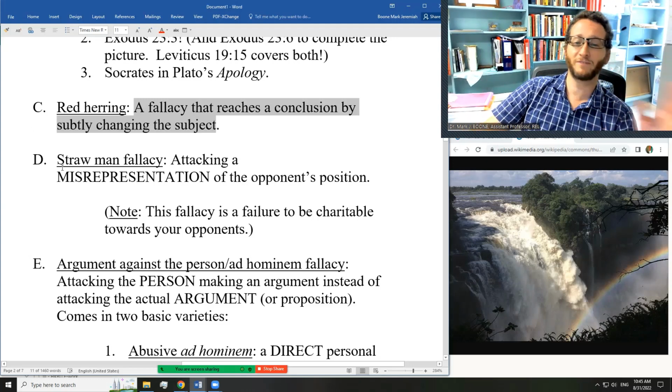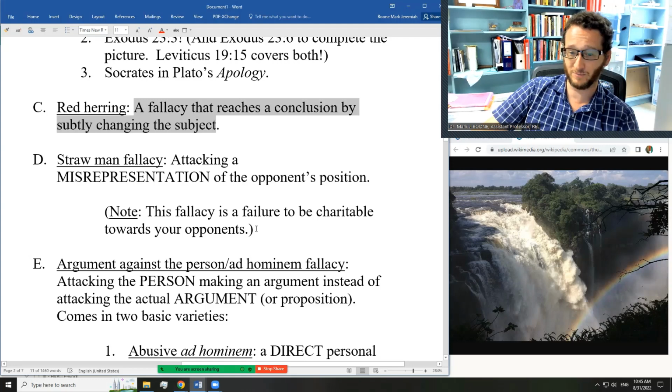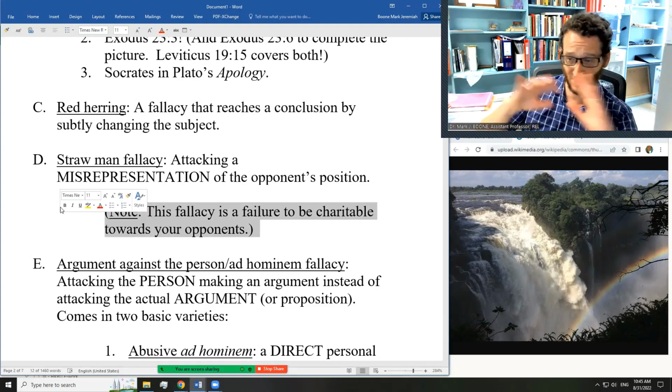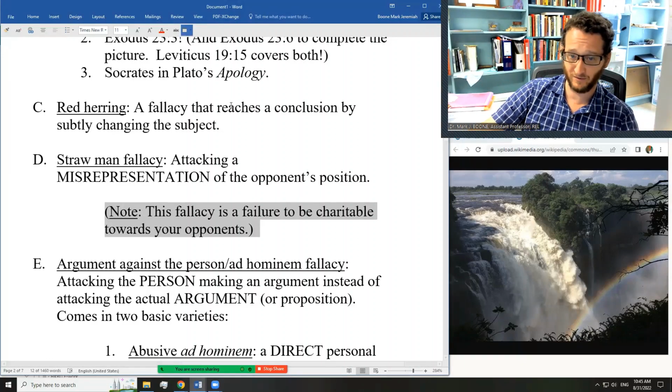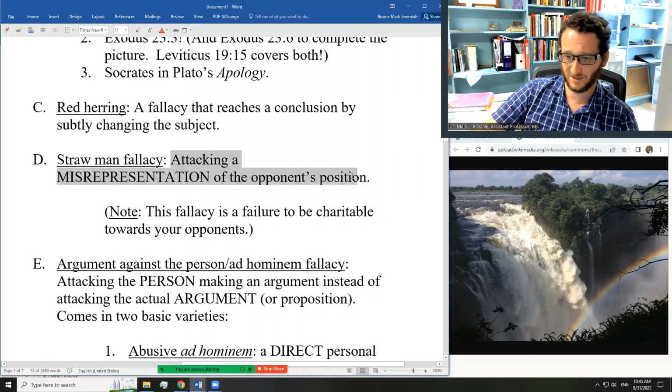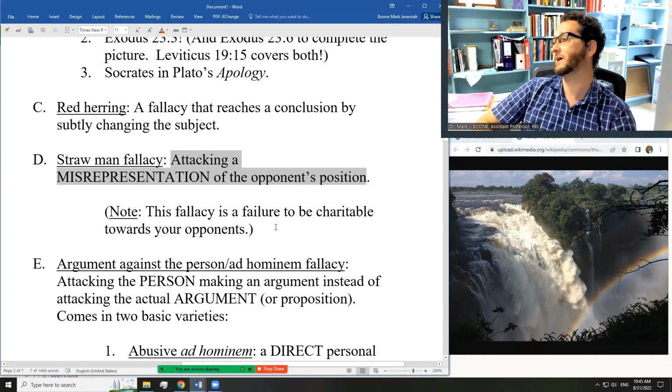All right, straw man fallacy attacks a misrepresentation of the opponent's position. Now that's one where I'm not even going to try to find an example of a non-fallacious version. I don't see how this could ever be a non-fallacious kind of argument. It's built into the description. Attacking a misrepresentation of the opponent's position is a straw man fallacy. Let me see if I can find good examples here. Well, this probably happens in politics all the time.